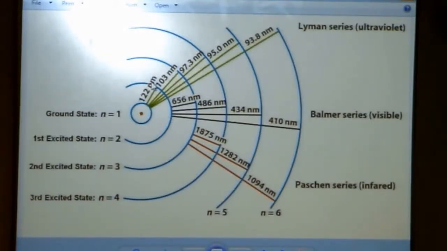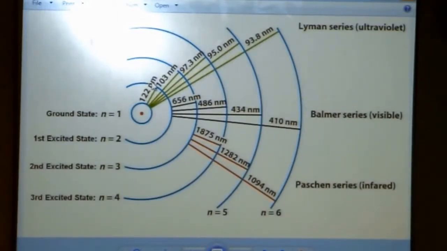And that corresponds to a very short wavelength, in other words, high frequency, high energy photon, 122 nanometers. Remember, the human eye sees 400 to 700. Let's put that over here. Visible is 400 nanometers to 700 nanometers. So that first transition is 122 nanometers, shorter than violet, so it's in the ultraviolet.